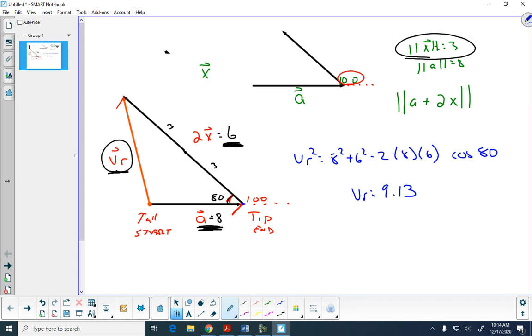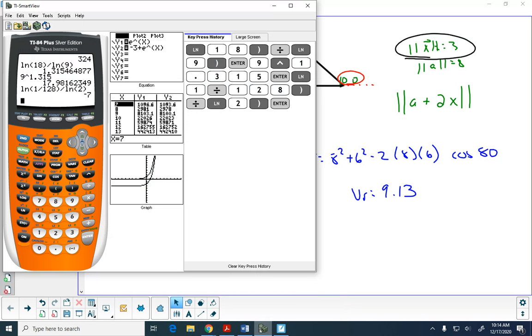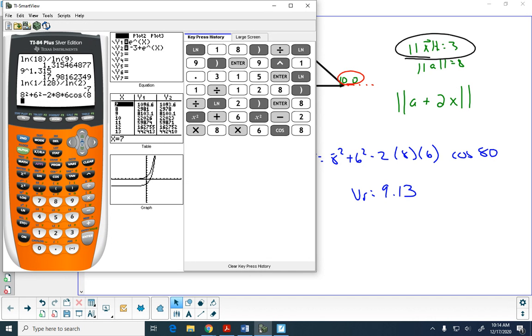And as I talked about before and numerous times, law of cosines, we can type straight in 8 squared plus 6 squared minus 2 times 8 times 6 cosine of 80 degrees. Get your answer, and then you can square root your answer to get your 9.13.